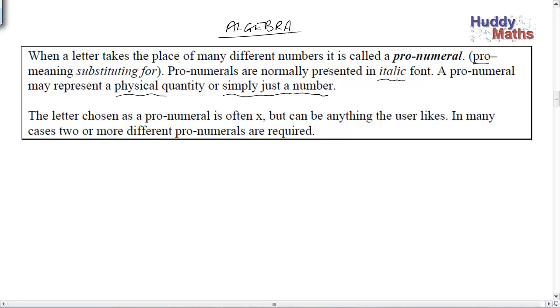We've just been seeing numbers for the moment. A pronumeral is often x, but can be anything you like, like n for number maybe, or h for height. And in some cases, and we see this later, 2 or more different pronumerals may be required. Okay, can you write that down please and think about whether you agree with it and discuss it with your classmates and your teacher. Okay, let's go on now.